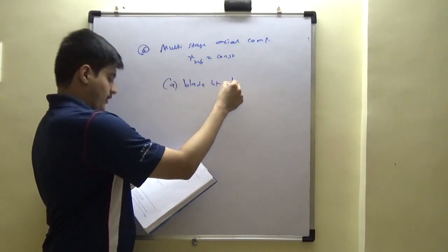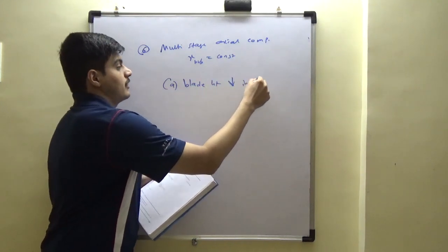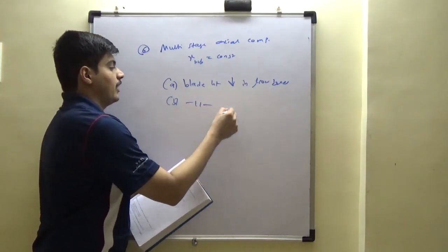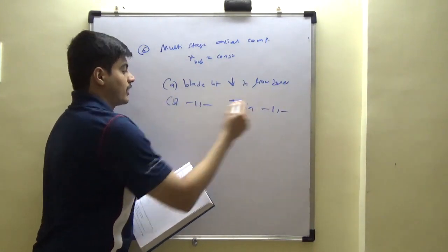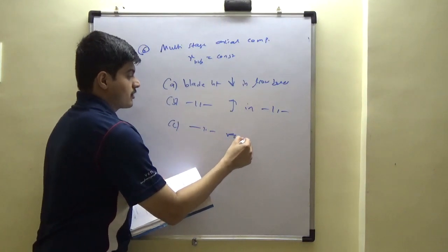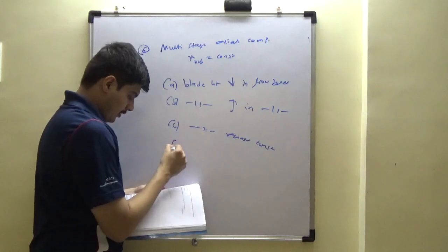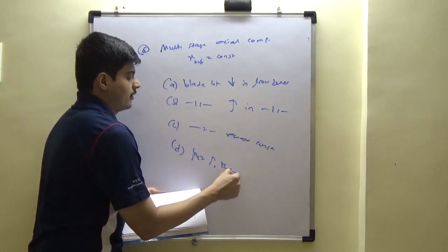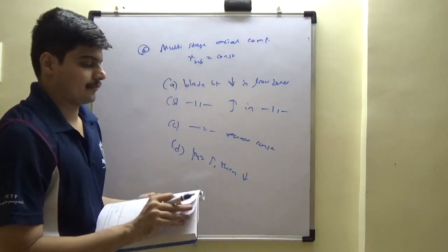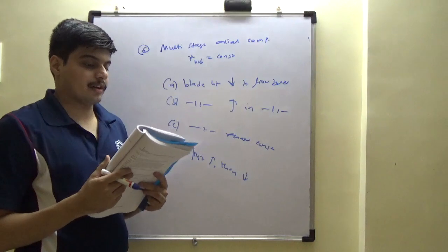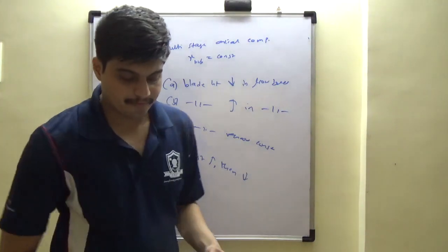Blade height decreases in flow direction. Blade height increases in flow direction, remains constant, or first increases, then decreases. And this is again one of the very important GATE questions.